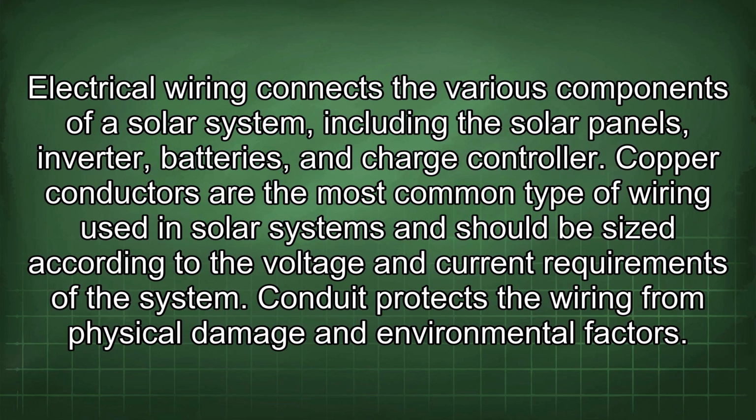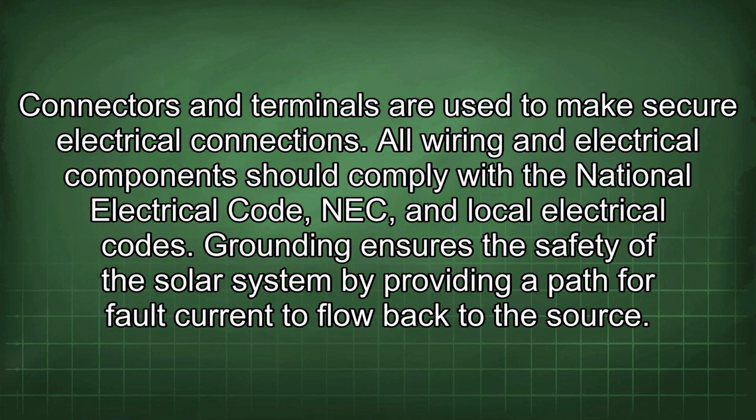charge controller. Copper conductors are the most common type of wiring used in solar systems and should be sized according to the voltage and current requirements of the system. Conduit protects the wiring from physical damage and environmental factors. Connectors and terminals are used to make secure electrical connections. All wiring and electrical components should comply with the National Electrical Code, NEC, and local electrical codes.